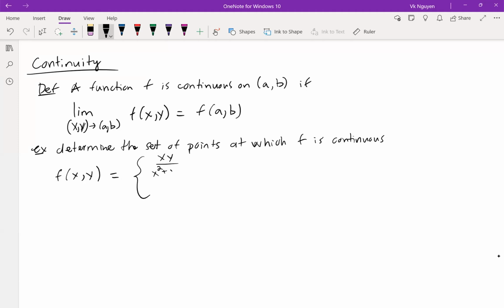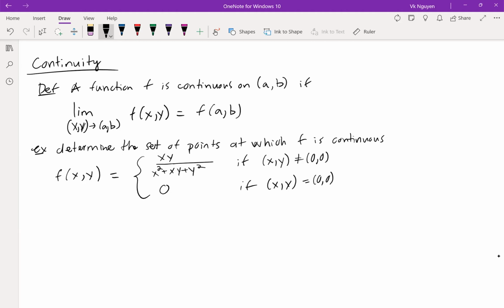It's x y over x squared plus x y plus y squared if (x, y) is not equal to (0, 0), and 0 if (x, y) is equal to (0, 0). Yeah, so the only thing that we have to be careful about here is the point (0, 0), right? So we want to know whether the function is continuous at (0, 0).